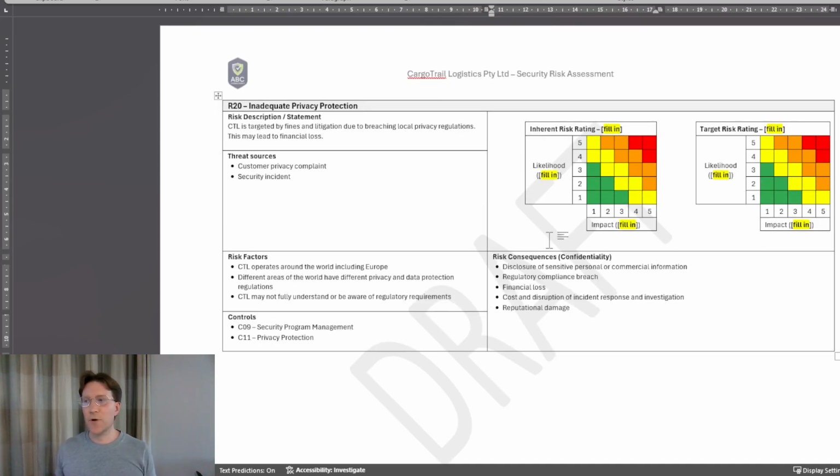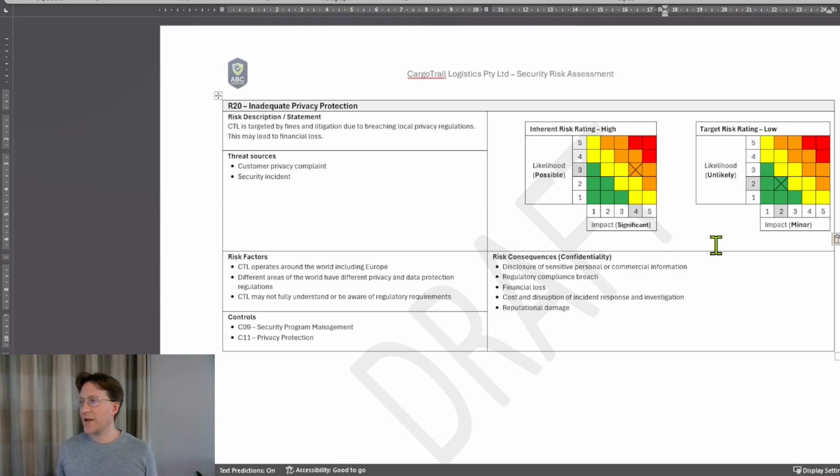For risk 20, inadequate privacy protection. For inherent risk, I'm saying we have a possible likelihood and we have a significant impact. Significant impact being based on the kind of compliance breach that we could have, the kind of fines that we could be looking at. Likelihood being possible because we simply don't know. If we have nothing in place, we don't really know whether people will naturally do sensible, reasonable efforts to protect information or not. We're simply not aware in this case, so we're going for the middle ground of possible, which leaves us with an inherent risk rating of high.